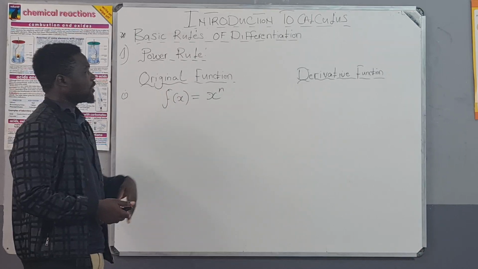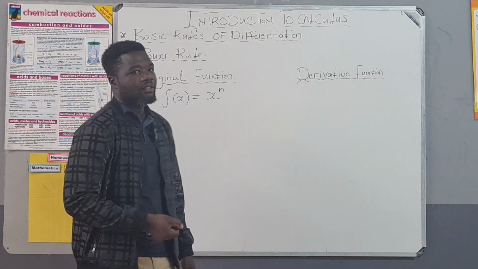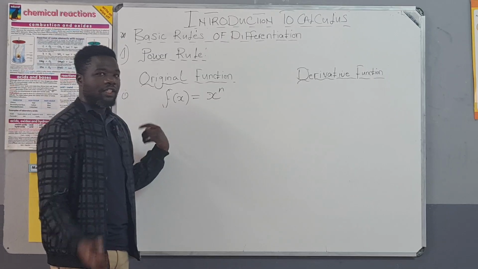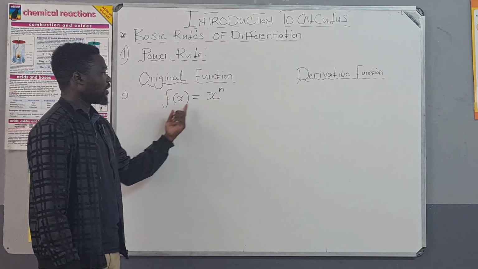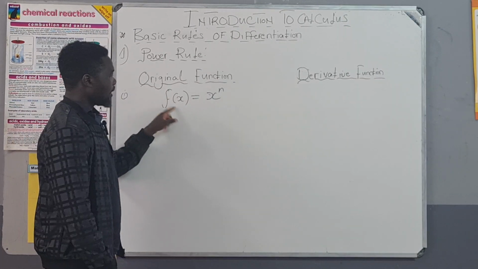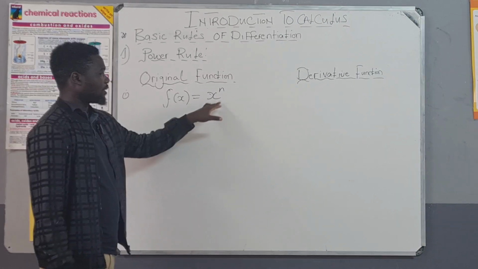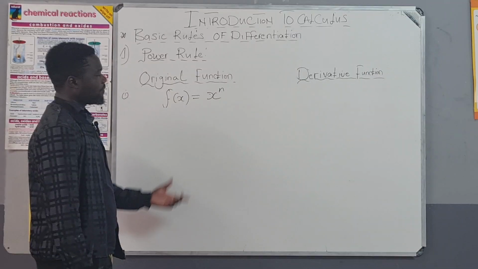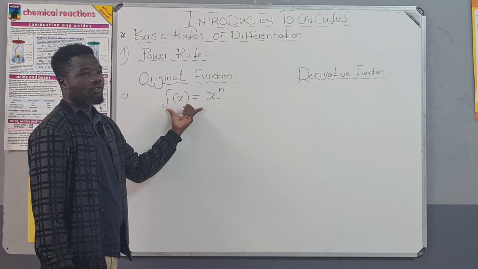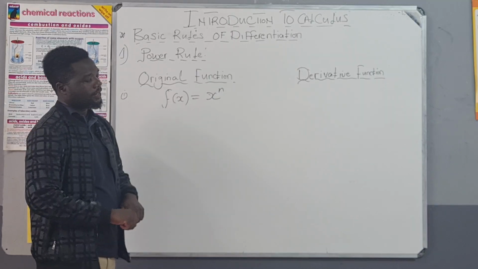Here I'm having the original function, and this side, I'm having the derivative function. The original function here is f of x equals x to the power n. Now, if they ask you to find the derivative of this original function, f of x equals x to the power n, what does it state?